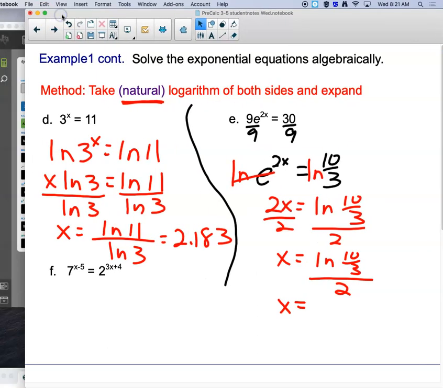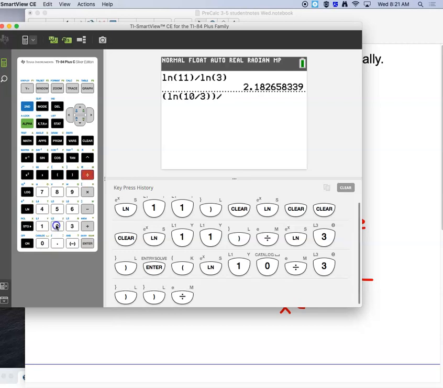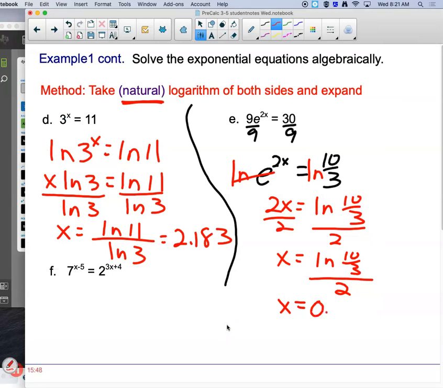Natural log of 10/3, divided by 2. So 0.602. And you may have noticed I used parentheses for the numerator. That's just my policy of better safe than sorry. I want to make sure that the calculator knows order of operations, find the natural logarithm of 10/3 first, then divide that answer by 2 and see what you get. Alrighty, F.